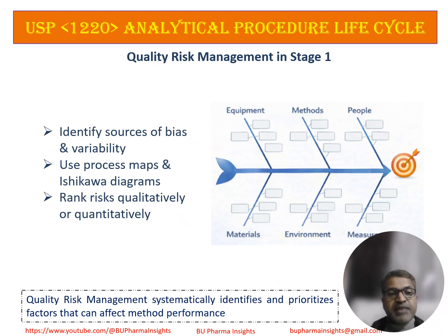Quality risk management in stage 1. Identify sources of bias and variability. Use process maps and Ishikawa diagrams. Rank risks qualitatively and quantitatively. Quality risk management helps identify and prioritize factors that impact method performance.